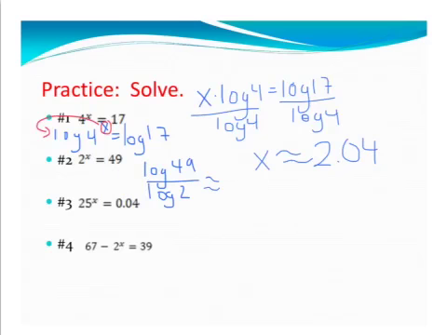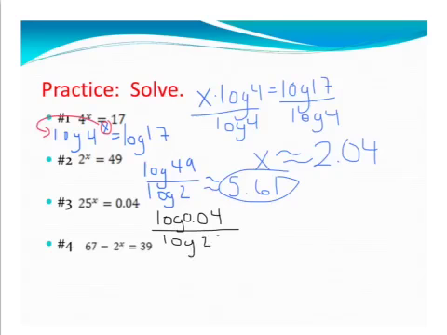Which ends up giving me 5.61. Alright, my next one. I'm going to have log of 0.04 over log of 25. And what I get is -1. So actually this one, we don't need the squiggly equals. It's exact.